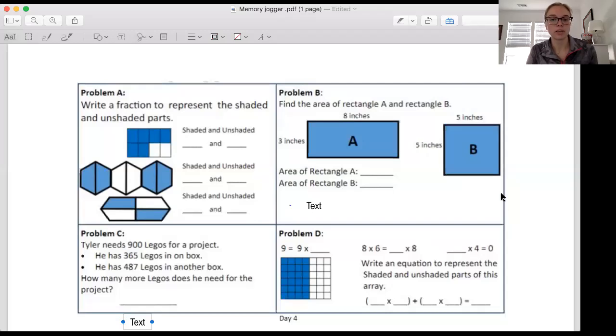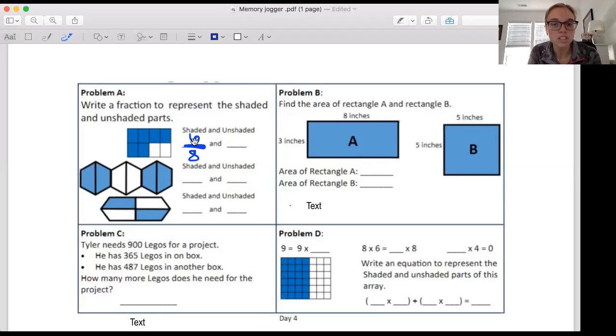All right, so I'm going to start with problem A, and it says write a fraction to represent the shaded and unshaded parts. Remember when you see those questions to make sure you know what they're asking. Our shaded number is going to be our numerator, and the number of total pieces will be our denominator. So for this one, our shaded number would be 6, and our denominator would be 8. Sorry, it's kind of hard to write with this.